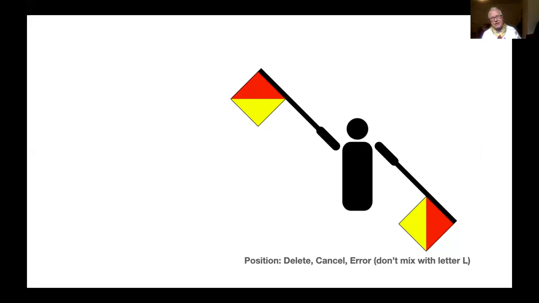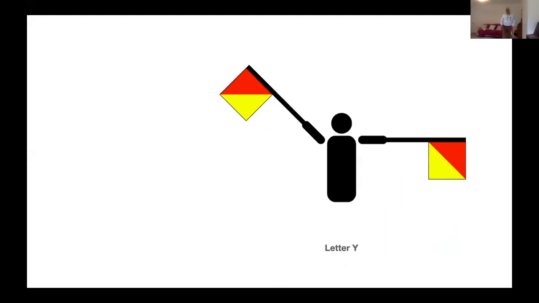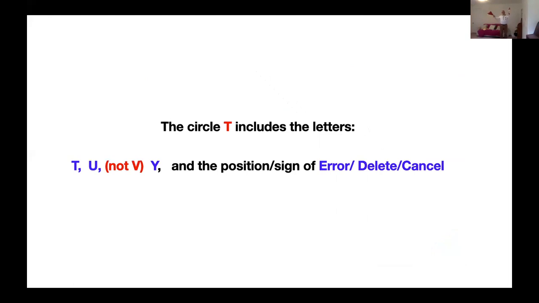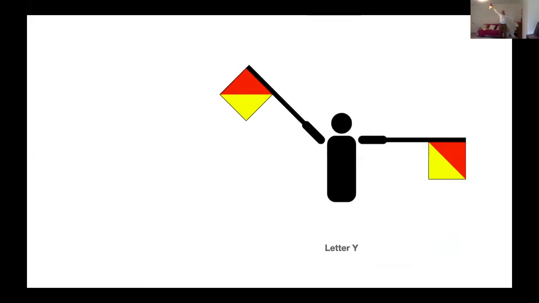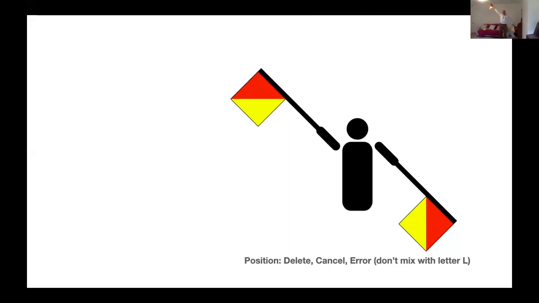Can you go back to the T? T, U, Y and mistake. Don't mix it with the L. This is the L. This is mistake. Delete the previous letter. Go ahead.